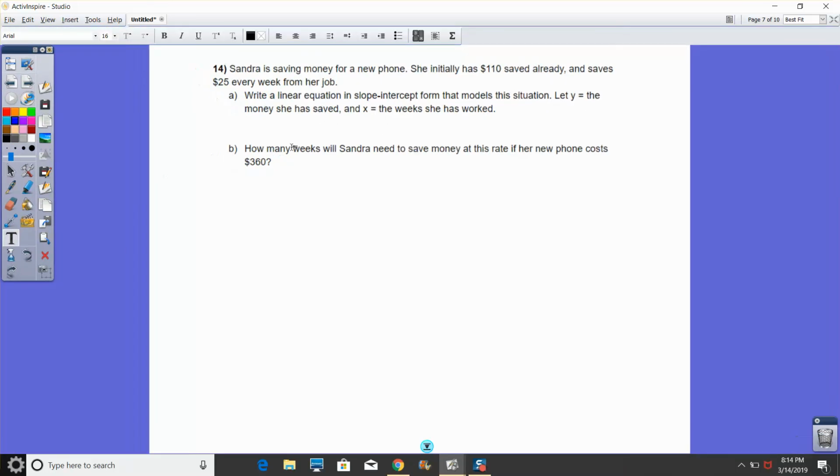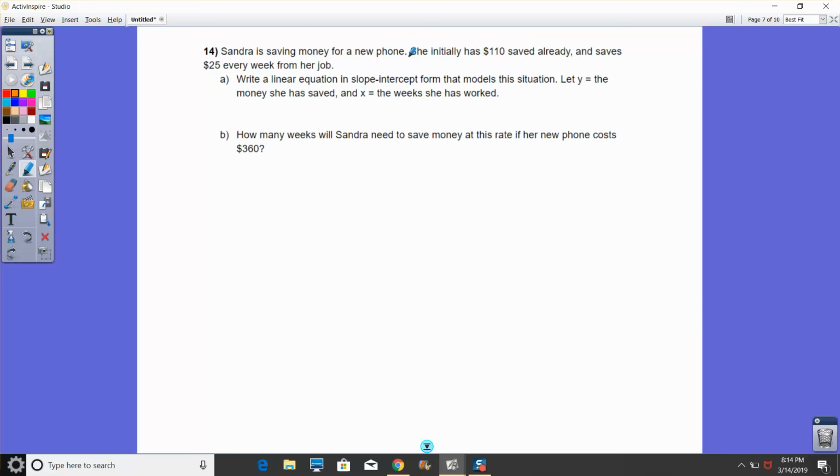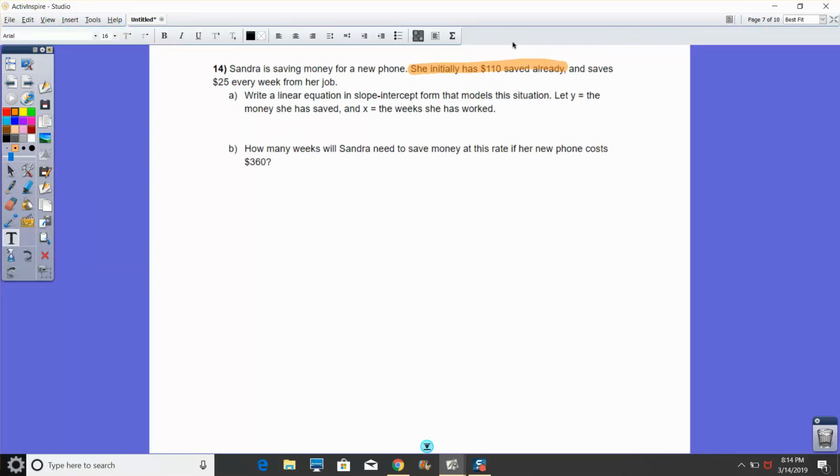Slope-intercept form is y equals mx plus b, so we need to identify what's the b and what's the slope. We read the situation. Is there a value that's fixed? Is there something that's not changing, something that's sort of starting? Well, in this case, yeah, there is. This $110 that Sandra's already saved is your b, because that's the money she's starting with.